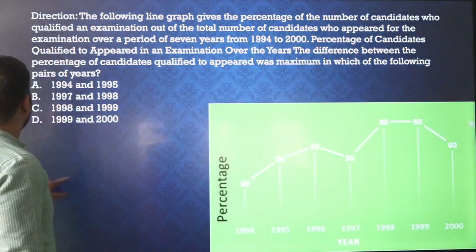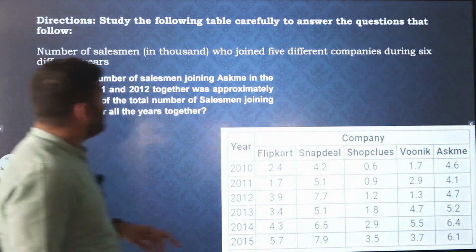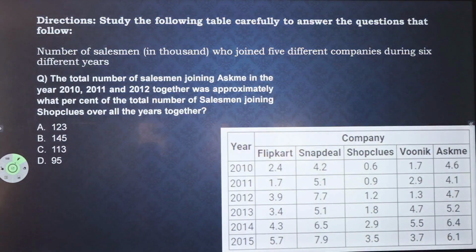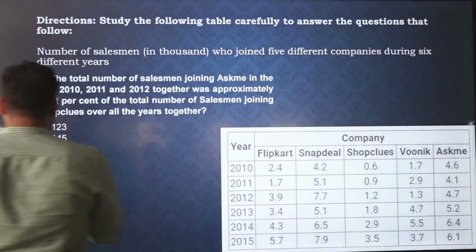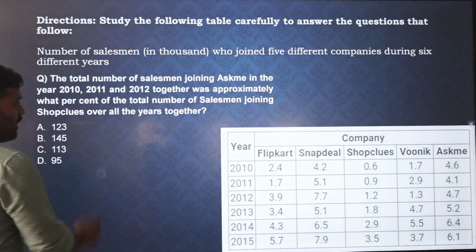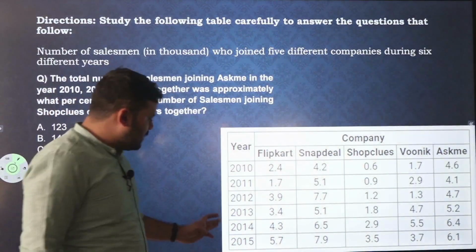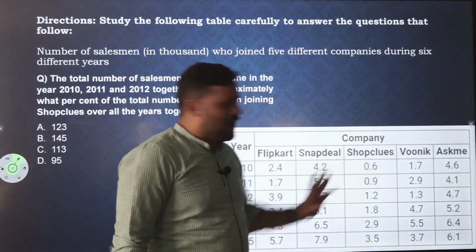Okay, going forward, now the next question. Study the following carefully. Answer the questions that follow. The question here is, they have given the number of salesmen in thousands who joined 5 different companies during 6 different years. So these are the companies. The years here are 2010, 2011, 2012, 2013, 2014, 2015. The companies are Flipkart, Snapdeal, Shopclose, Wonik, and AskMe.